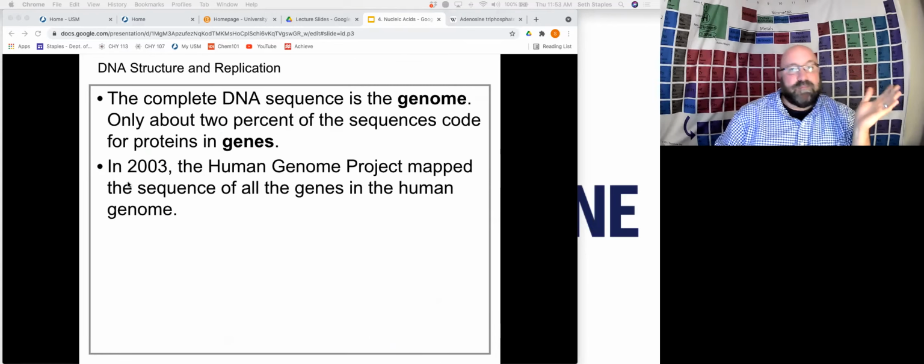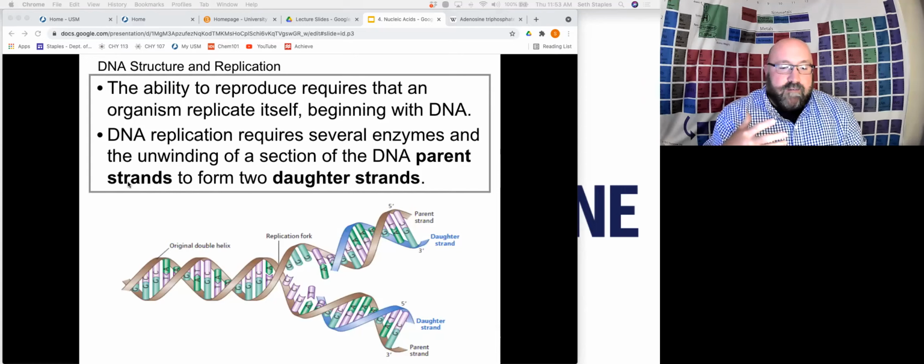The whole entire complete DNA sequence is known as the genome. Only about 2% of the sequence codes for actual proteins and genes. In 2003, the Human Genome Project was able to map out the sequence of all the genes in the entire human genome.